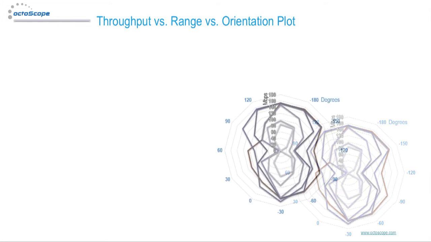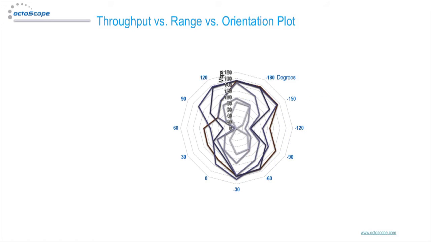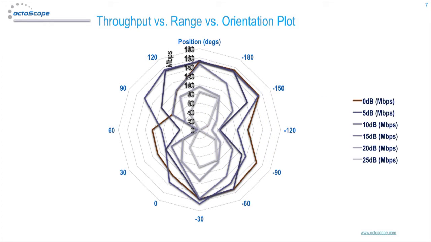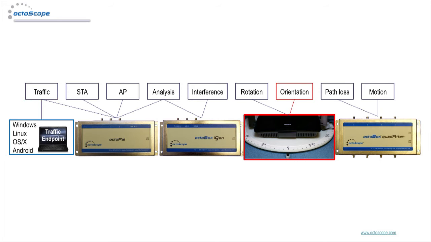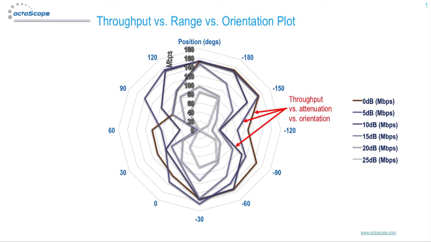octoBox throughput test software can plot performance versus range as well as versus orientation using a polar plot. The octoBox throughput script controls traffic, turntable, and programmable attenuators and automatically creates Excel plots of the throughput. Throughput in megabits per second is plotted versus attenuation and versus device orientation with respect to test antennas in the octoBox. This particular plot shows an antenna pattern exhibiting deep nulls.